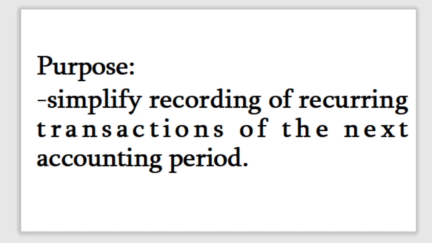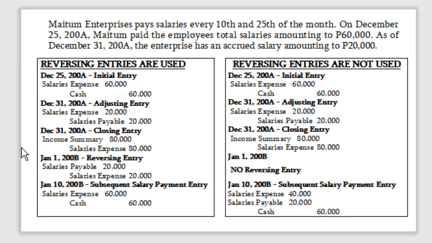Ibig sabihin ng recurring, mga paulit-ulit na transactions. Sini-simplify lang natin. Mapapansin nyo, kapag ginamitan natin ng reversing entry, yung normal lang na pag-record. Pero kapag hindi natin ginamitan ng reversing entry, ganito siya. Ganito yung mangyayari sa kanya. So, I hope naintindihan nyo.